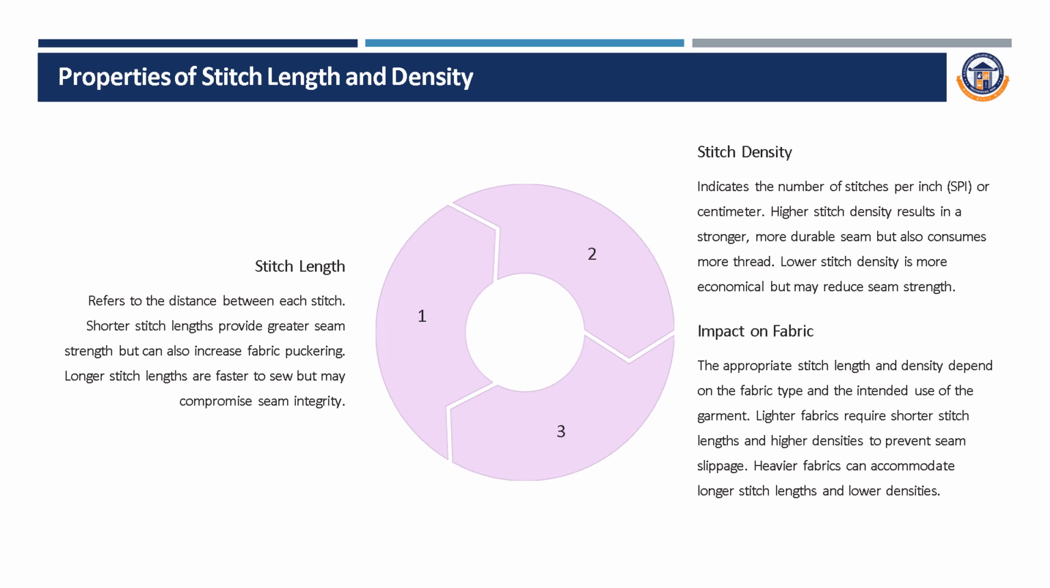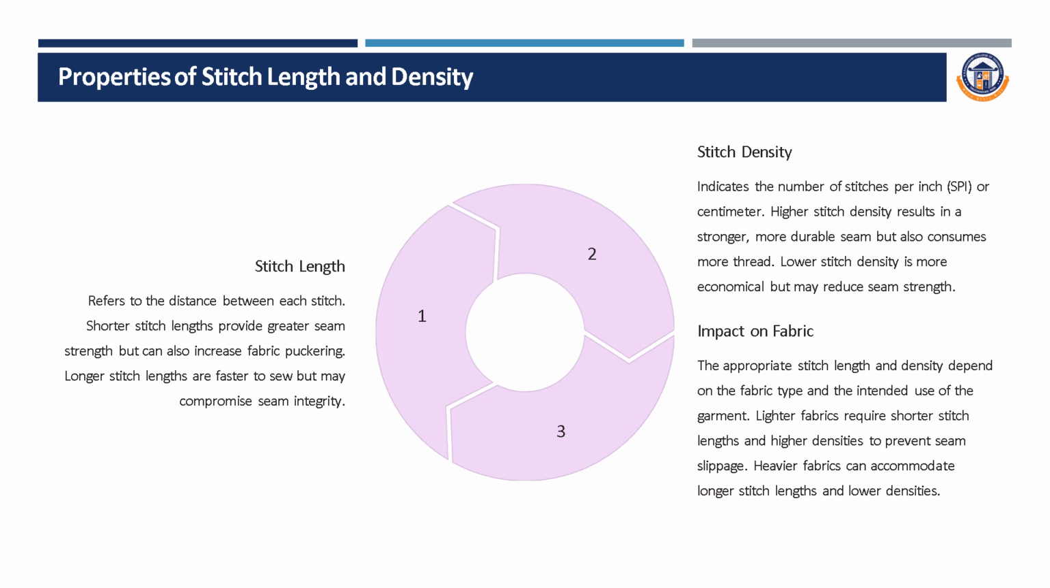Stitch density indicates the number of stitches per inch or centimeter. Higher stitch density results in a stronger, more durable seam but also consumes more thread. Lower stitch density is more economical but may reduce the seam strength of the fabric.